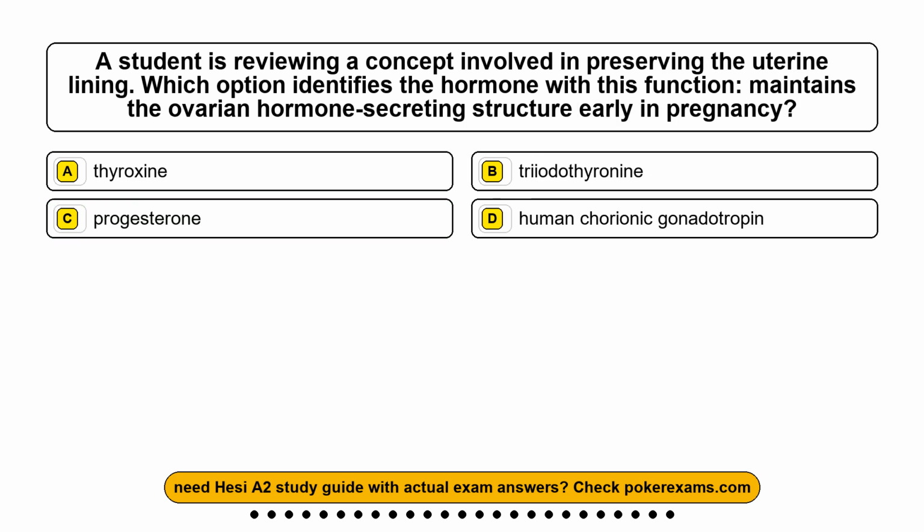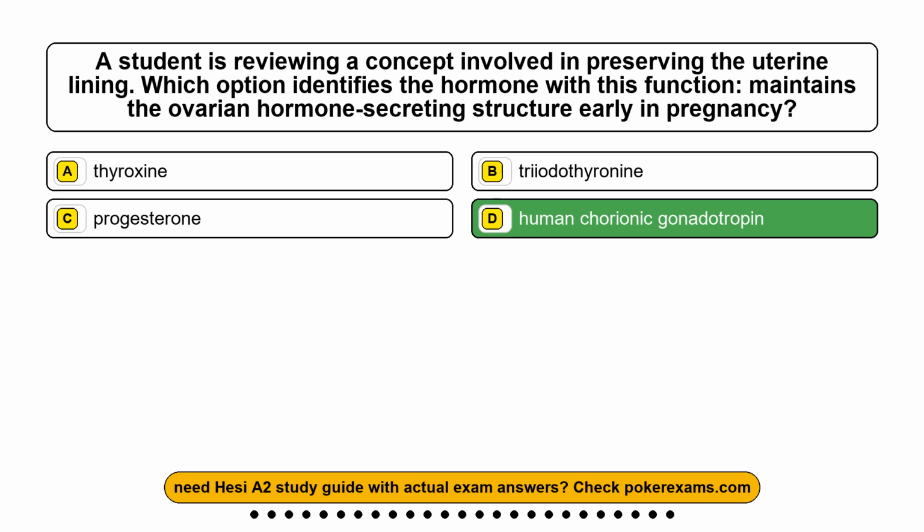Question 14. A student is reviewing a concept involved in preserving the uterine lining. Which option identifies the hormone with this function, maintains the ovarian hormone secreting structure early in pregnancy? Option A, thyroxine. Option B, triiodothyronine. Option C, progesterone. Option D, human chorionic gonadotropin. The correct answer is option D, human chorionic gonadotropin.